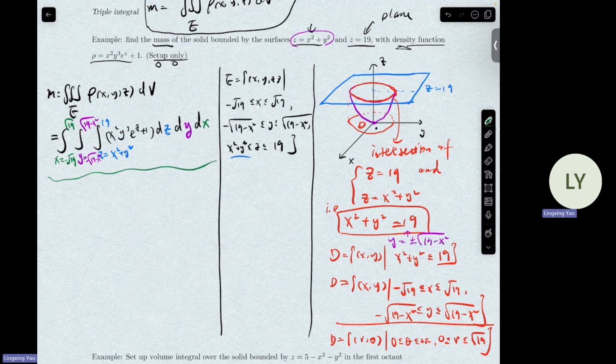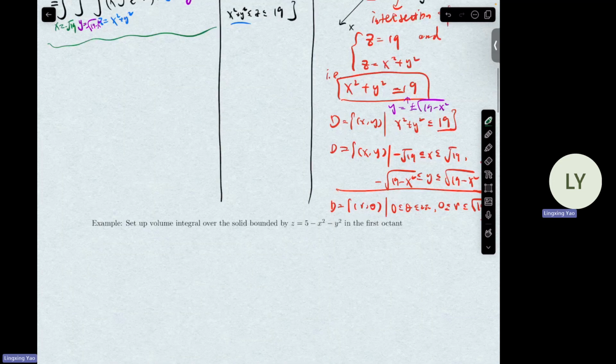Okay, so the procedure is pretty straightforward if you are able to figure out the domain of the solid. It's a little bit tricky if you're not familiar with the quadratic surfaces and intersections. You may need to practice a little bit more. How about we do another problem?